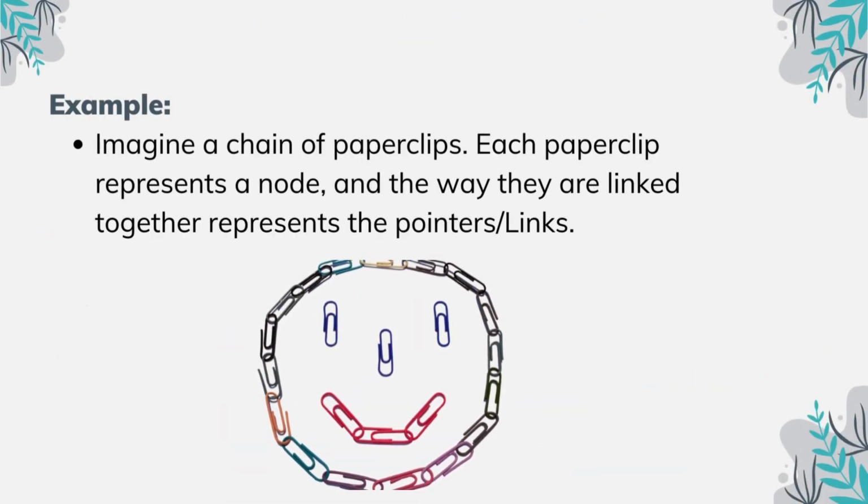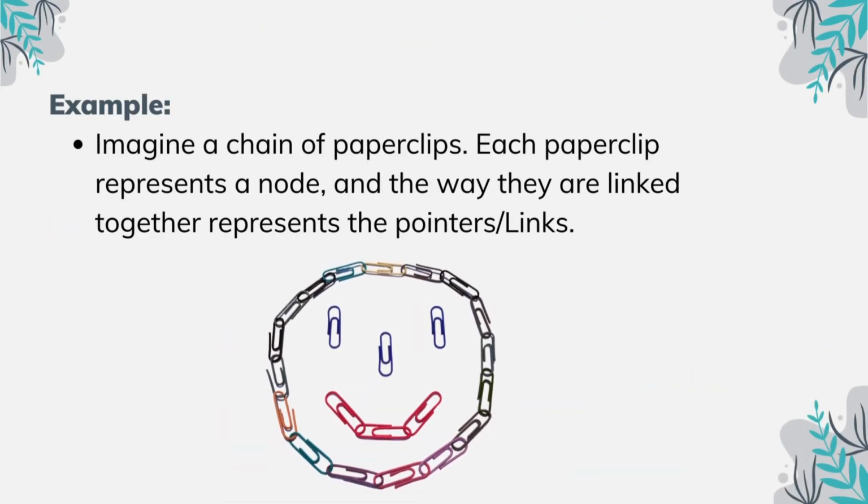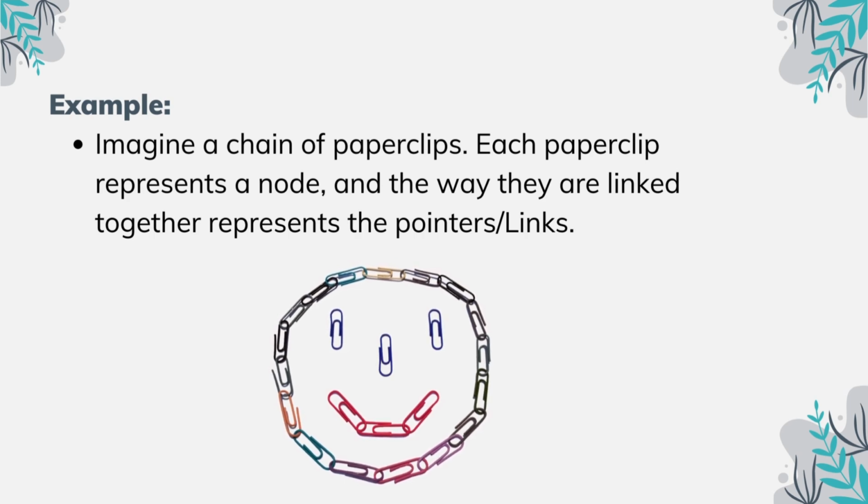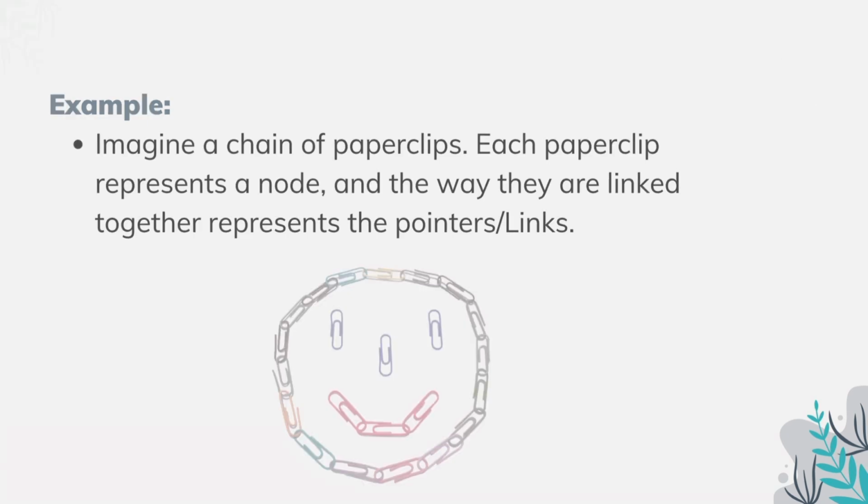Let's use an example to understand linked lists better. Imagine a chain of paper clips. Each paper clip represents a node and the way they are linked together represents the pointer or link. Just like the paper clips are connected one after another to form a chain, nodes in a linked list are connected using pointers, forming a sequence. This visual can help us grasp the basic structure and connection of node in a linked list.